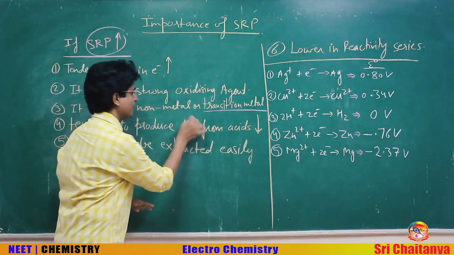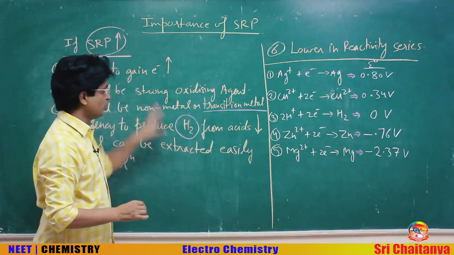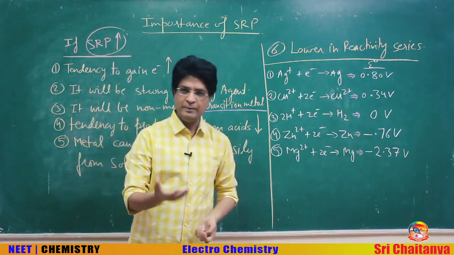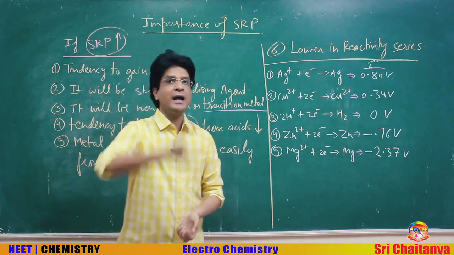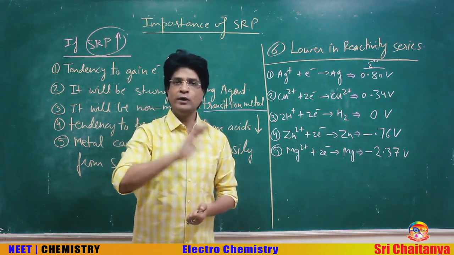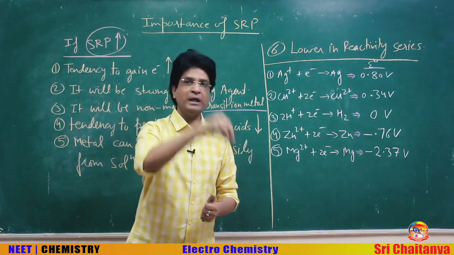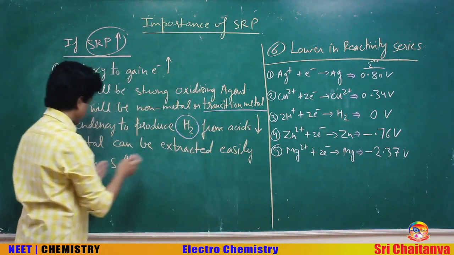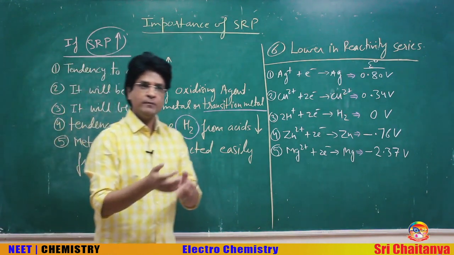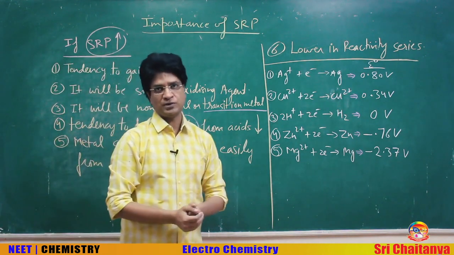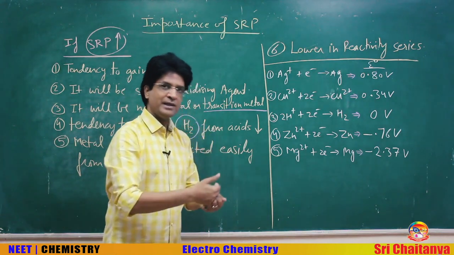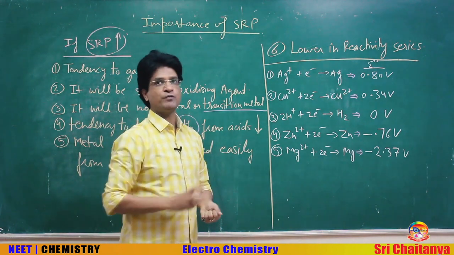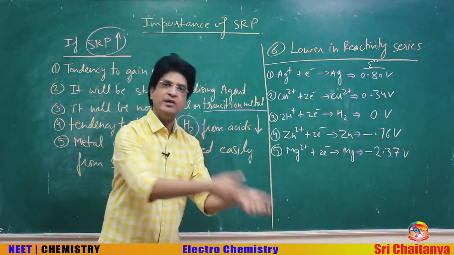Next one is tendency to produce hydrogen from acids is lower. That means if SRP is higher, tendency to produce hydrogen from acids will be lower. In fact, the elements which have SRP more than hydrogen, that is more than 0, will not be producing hydrogen when they react with acids. Remember that, it is a very important point. Metal can be extracted easily from the solution. Now in solution, metals exist in the form of ions. Now if that ion has higher SRP, it will accept electron and will become metal. Now metal is not part of the solution, it is a solid, it will settle down and it can be easily extracted.